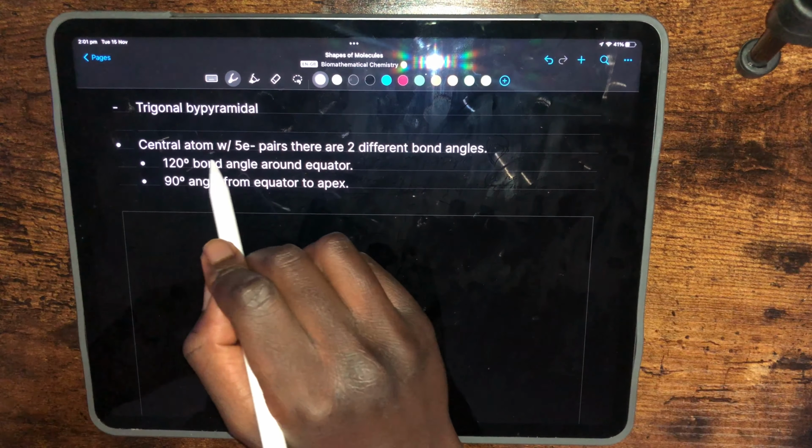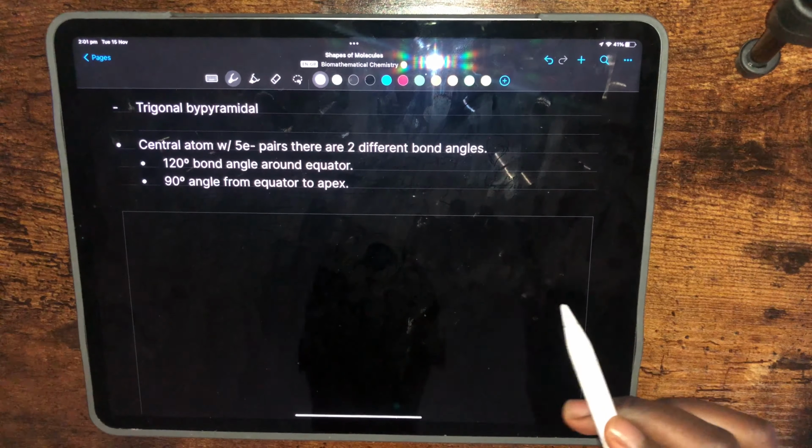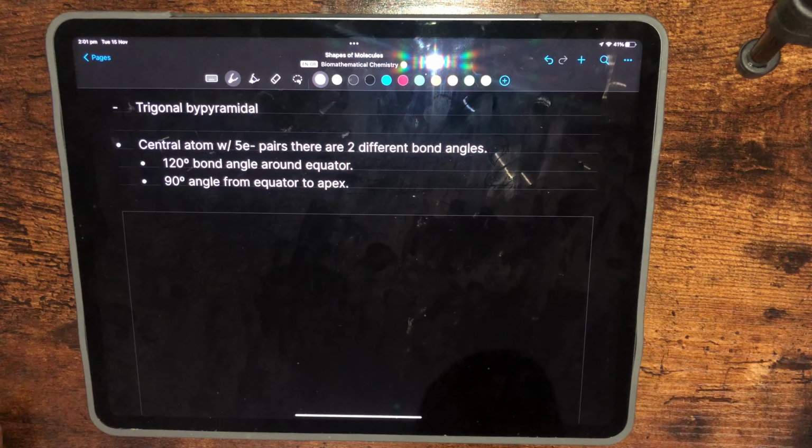Anyway, it's a central atom with 5 electron pairs. There are 2 different bond angles. One is 120 degrees around the equator. One is a 90 degree angle from the equator to the apex. And I'll show you what I mean by that.